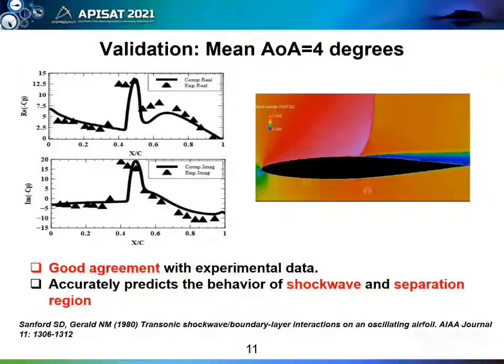This is a movie. This is a simulation showing the movement of shock wave and the separation region. Then this also shows that this present study has a good agreement with experimental data, and also predicts the behavior of shock wave and separation accurately.